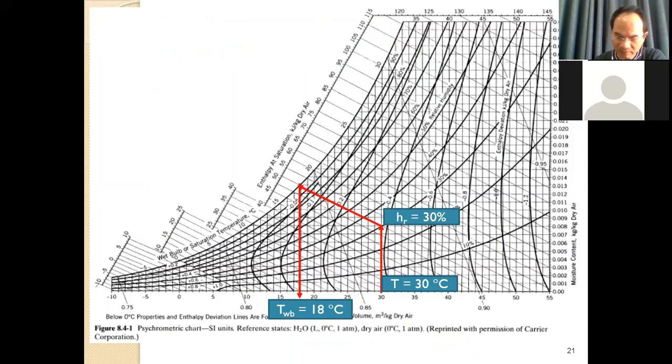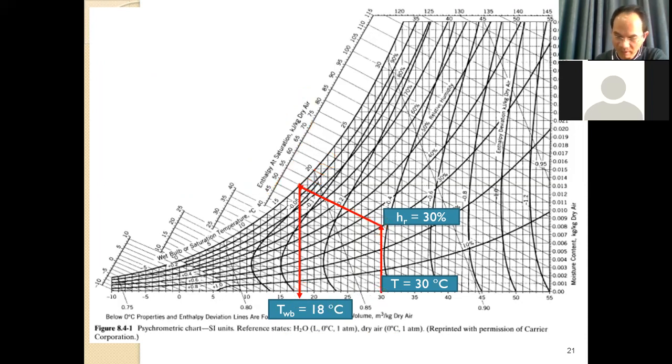If you know the dry bulb and the relative humidity, you get this point, and you follow the enthalpy line. Where it contacts 100% relative humidity, you draw the vertical line. This is the wet bulb temperature.